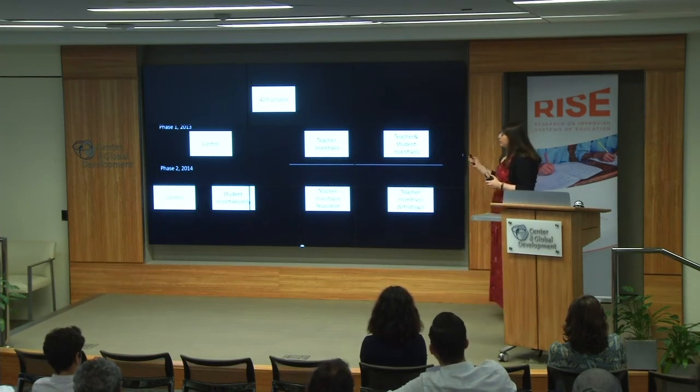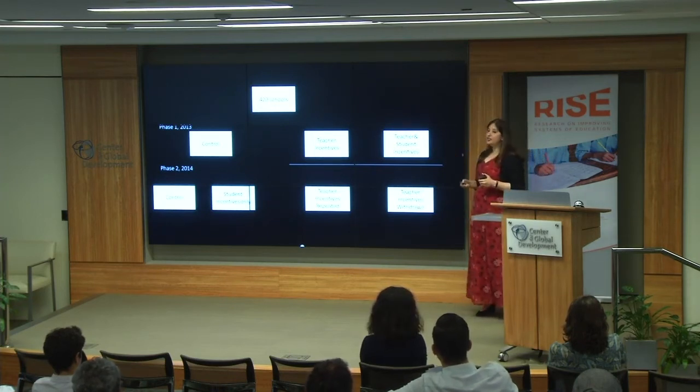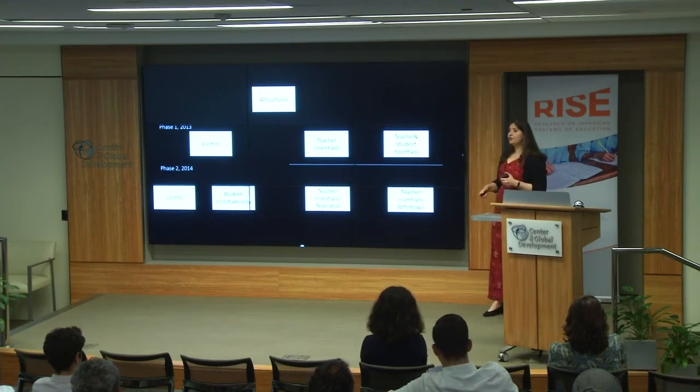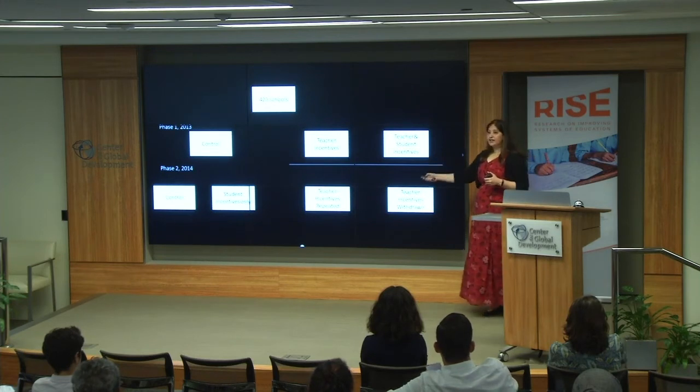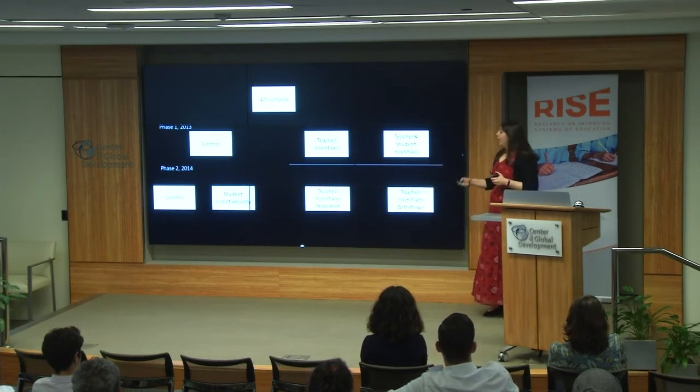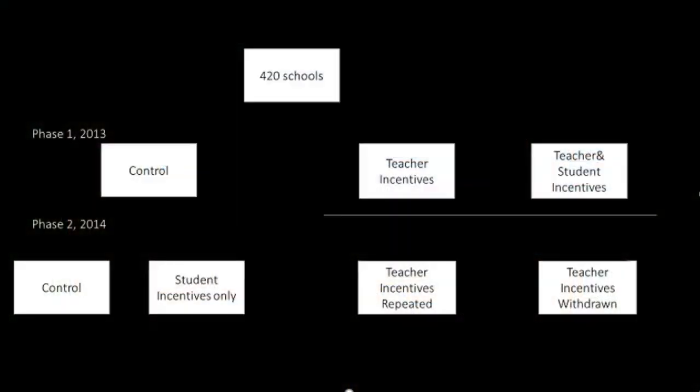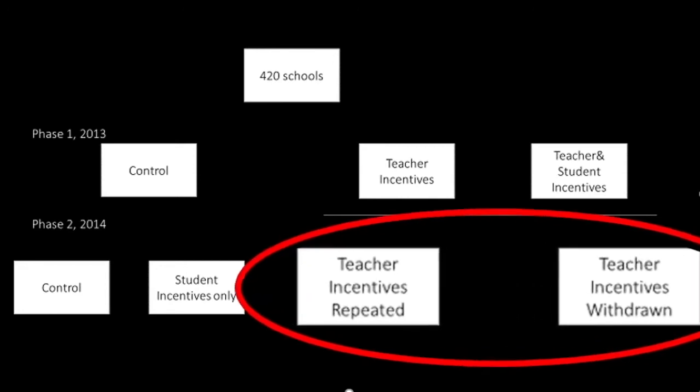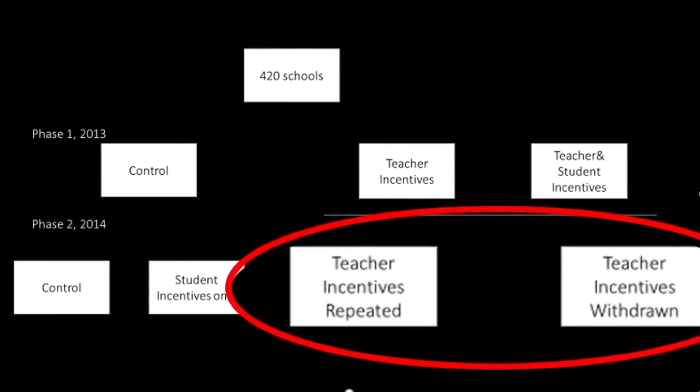But what we did is we introduced these teacher incentives in a bunch of schools in 2013. And then in 2014, we re-randomized these schools into a group that received the incentives again, so teacher incentives repeated, and a group where the teacher incentives were withdrawn. Okay? And here we did a lot of communication to teachers saying, look, you had the incentive program last year, you're not going to have it this year, and it's very unlikely that you're going to have it again. And these are the results, the end of phase 2, 2014, that I'll mostly be talking about. And then we again visited these schools at the end of 2015.